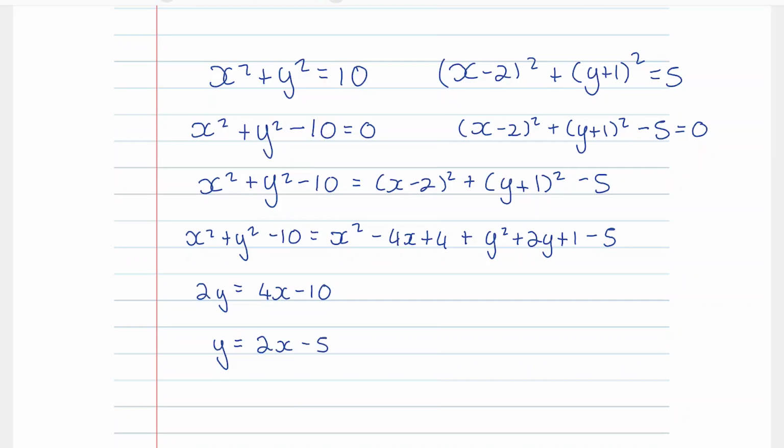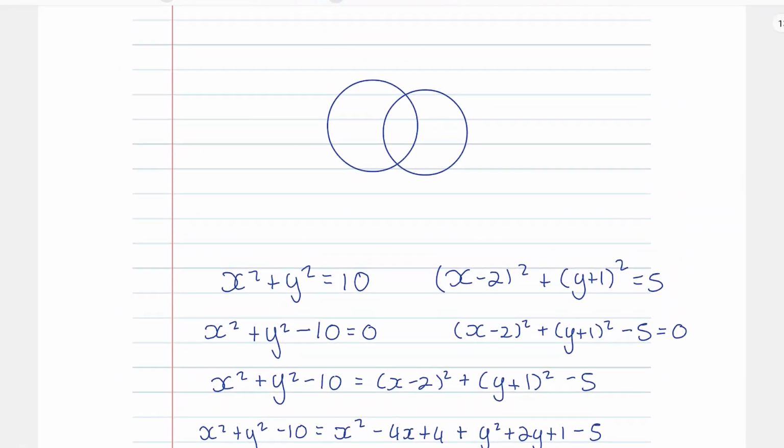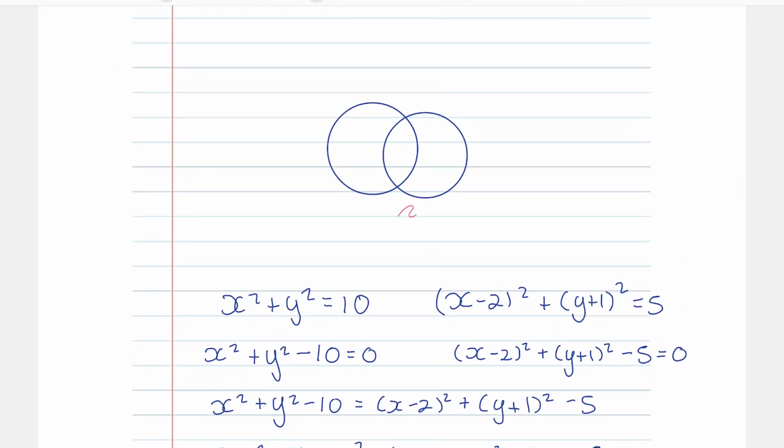So we haven't found the points of intersection of the circles. What we've actually done here is we found the line that goes through the points of intersection for both circles. So the equation of this line here is y equals 2x minus 5.